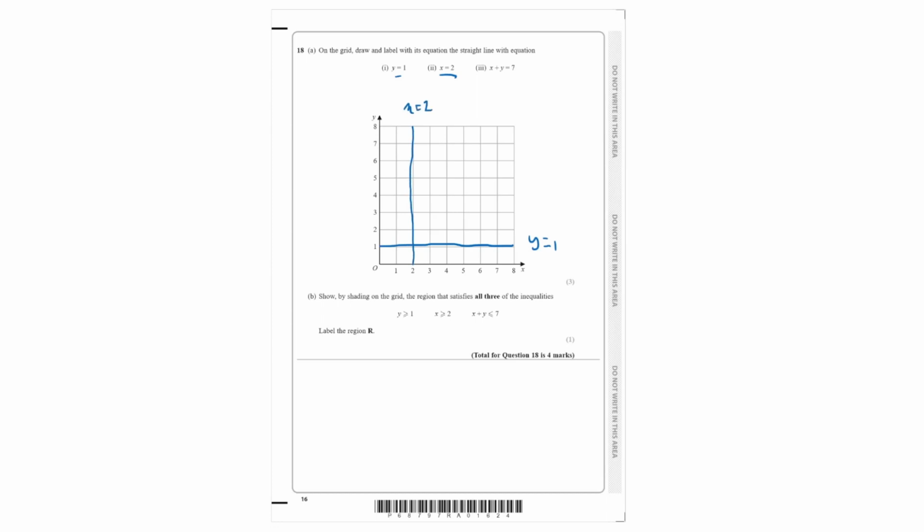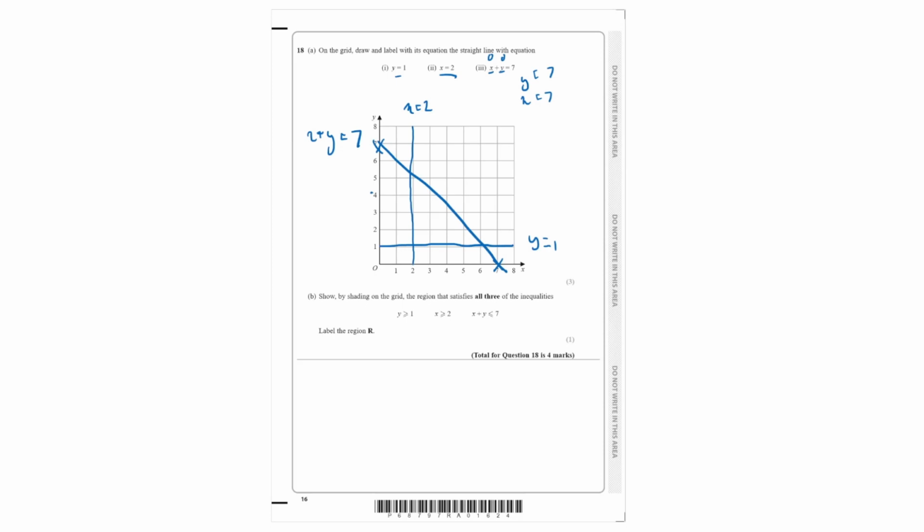Now we have x plus y is equal to 7. If we imagine x to be 0, then y is equal to 7. If we imagine y to be 0, then x is equal to 7. So we can simply write here, when x is 0, y is 7. We can put a cross here. When y is 0 and x is equal to 7, we can put a cross here. And we simply connect those two crosses. And we label this x plus y is equal to 7.